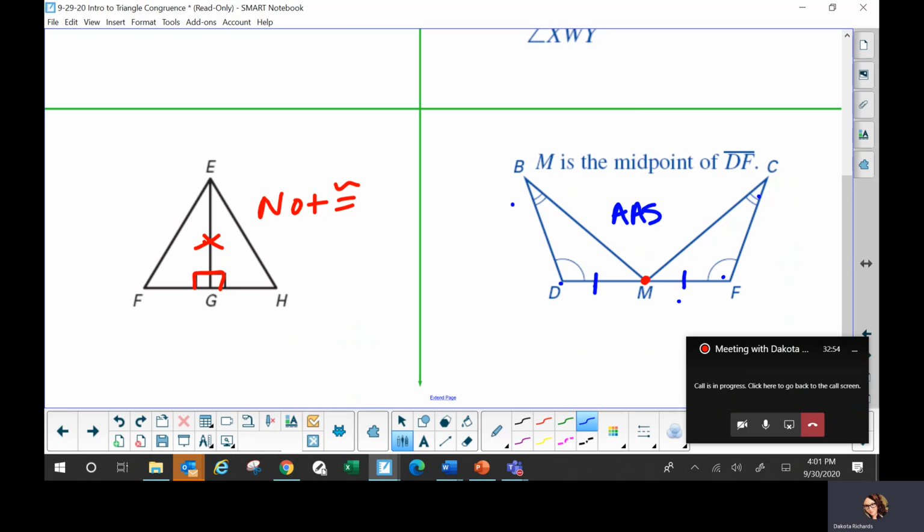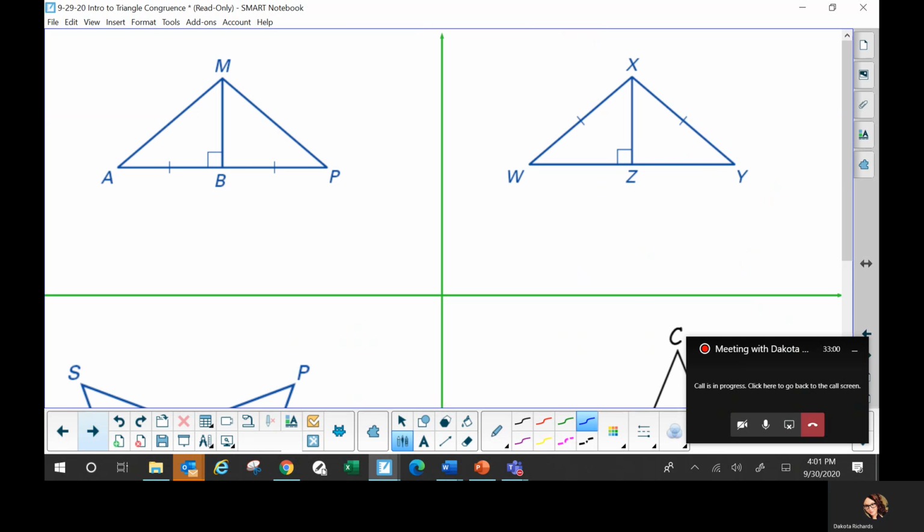One more page. Sorry, this is taking forever, but it's 2 days, actually 3 days worth of information. So here, if this side is 90, you can assume that the other side's also 90. They share a side. So these two triangles would be congruent through side, angle, side.